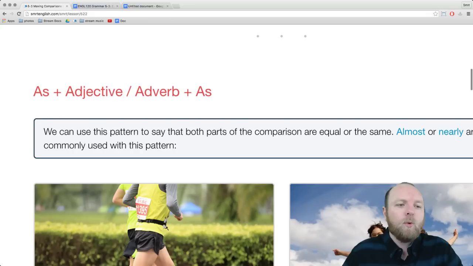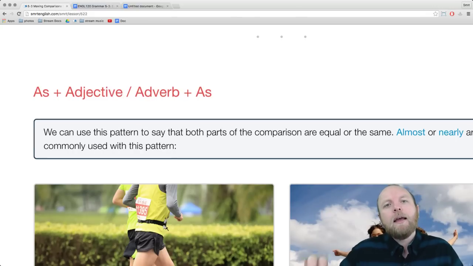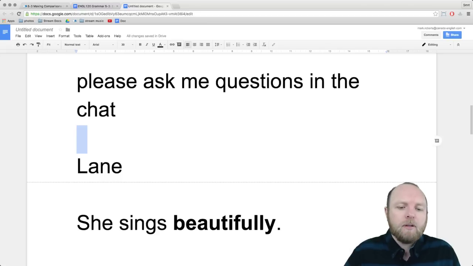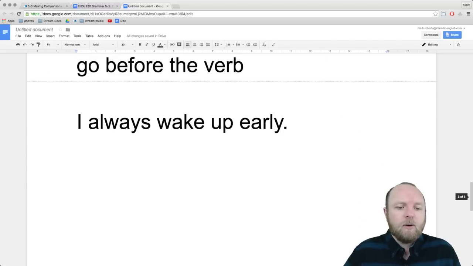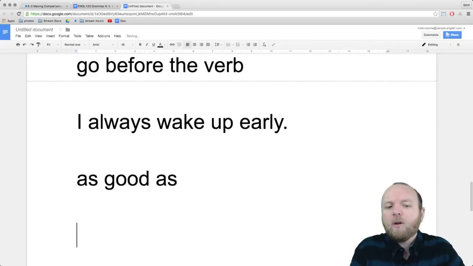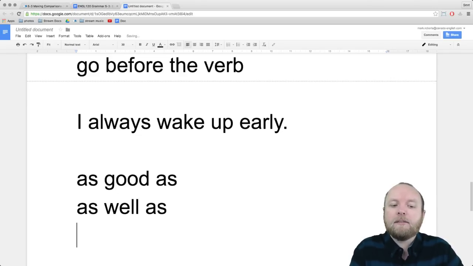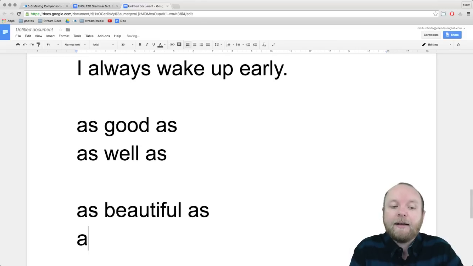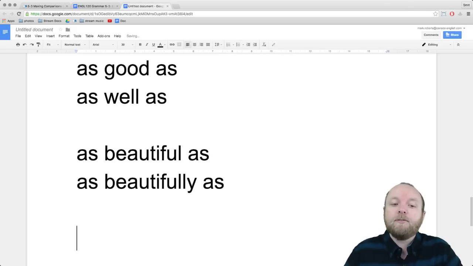Okay. We can say as, an adjective or an adverb, and then as. Okay? This is really popular English. So what am I talking about? As good as. What's an adverb for good? We say as well as, right? As beautiful as, beautifully as. So here's an adjective, and here's an adverb.